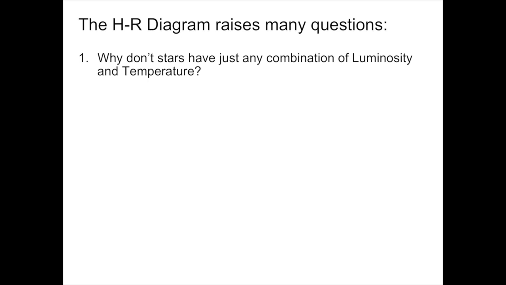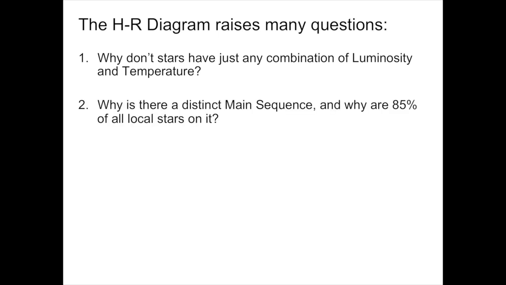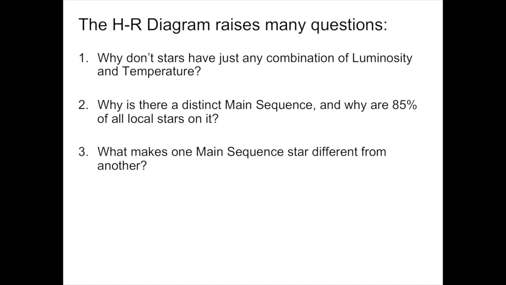Why is it that on the main sequence, the hottest stars are also the most luminous, and the coolest stars are the least luminous and dimmest? It isn't obvious without a deeper understanding of stellar structure. Why is there a distinct main sequence? Why is there that diagonal band? And why is it that when I look at stars around me, 85% of them are on it? What's special about the main sequence? How does that work? What makes one main sequence star different from another?